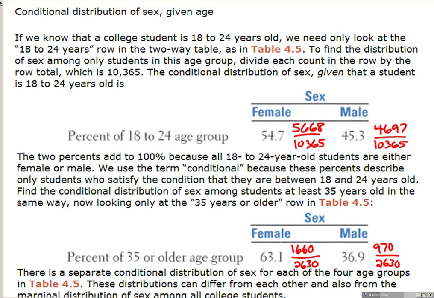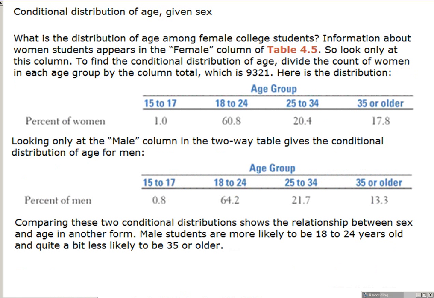Whatever variable it is you are conditioning on, you are looking only at that row or column for the condition. In this first case, the condition was that they were in the 18 to 24 group, and then we wanted to find the conditional distribution of sex within that age group. So we take that one cell total of females in the 18 to 24 and divide by the row total that we are conditioning upon, which is that they are in the 18 to 24 group.